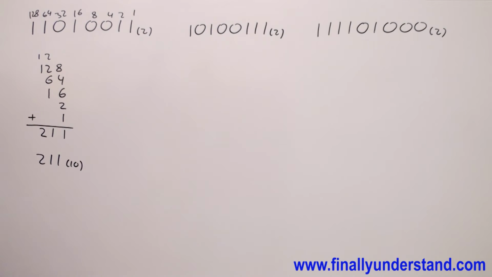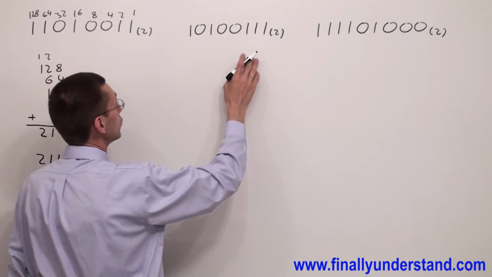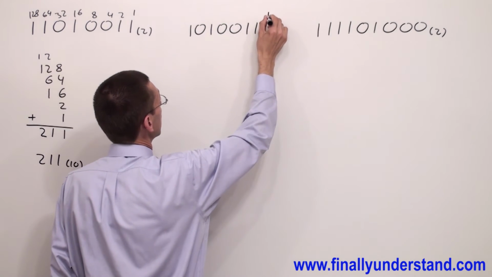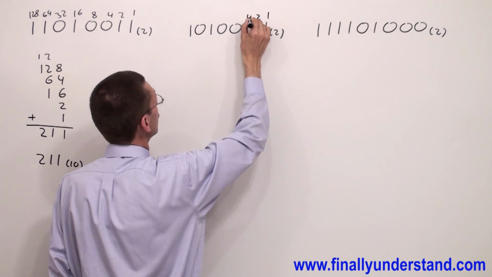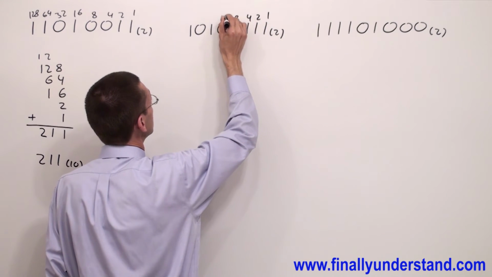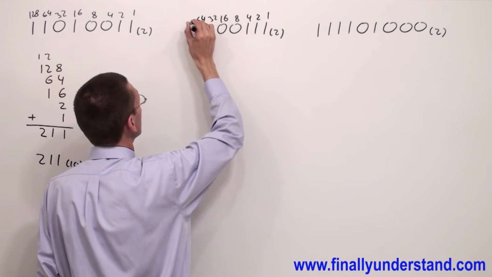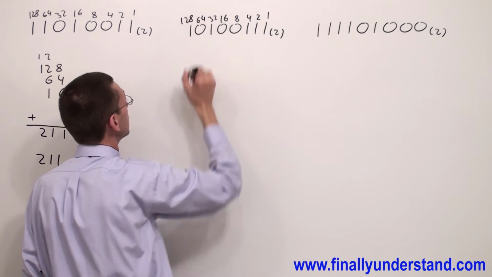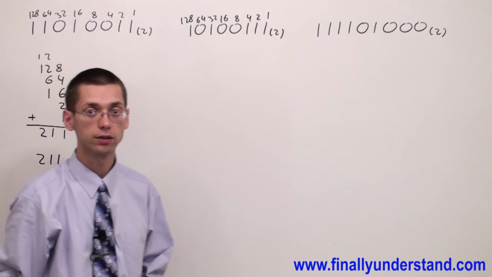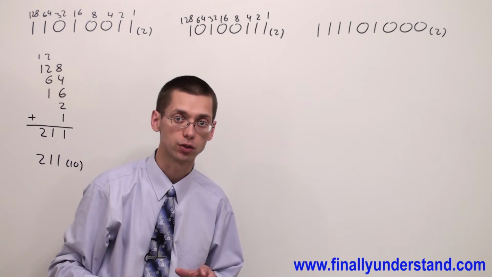Let's take a look at another example. Again, we're supposed to write the weights first. 1, 2, 4, 8, 16, 32, 64, 128. Again, we're supposed to add the weights which are above ones only.